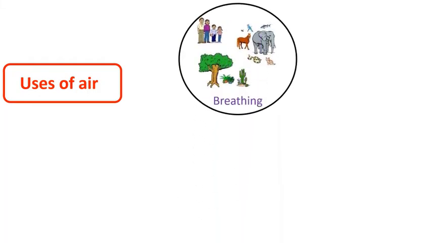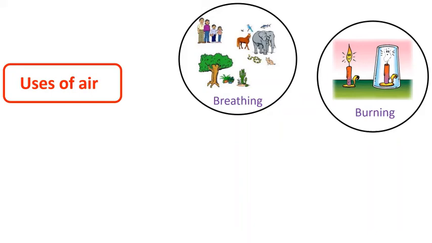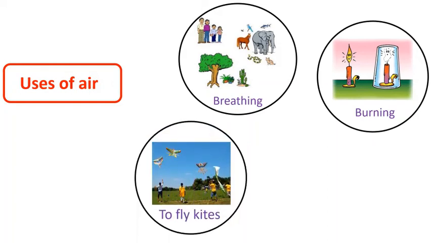Next, uses of air. We use air for different purposes, right? Yes, air is needed for breathing. All living things need air for breathing, right, children? Yes. Air is needed for burning. Very good. And air helps us to fly things in the sky. With the help of air, we are able to fly kites, fly hot air balloons, parachutes, etc.